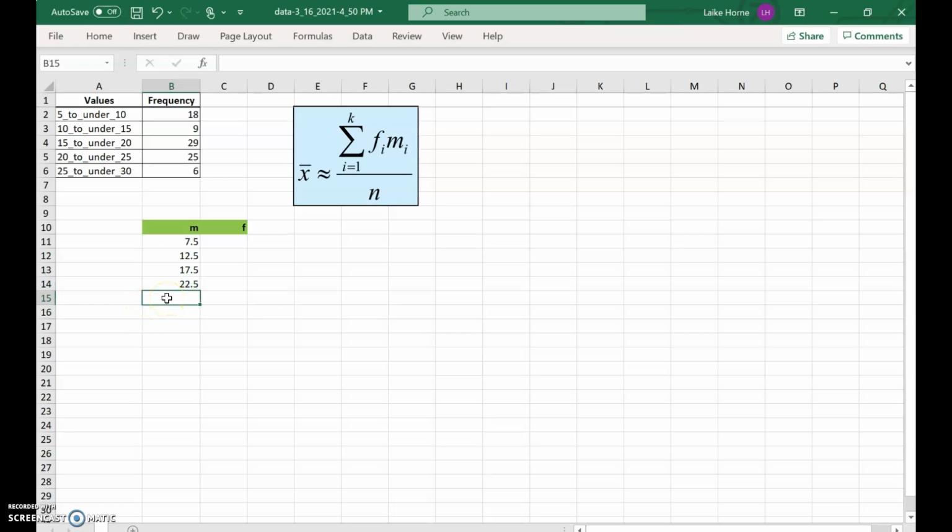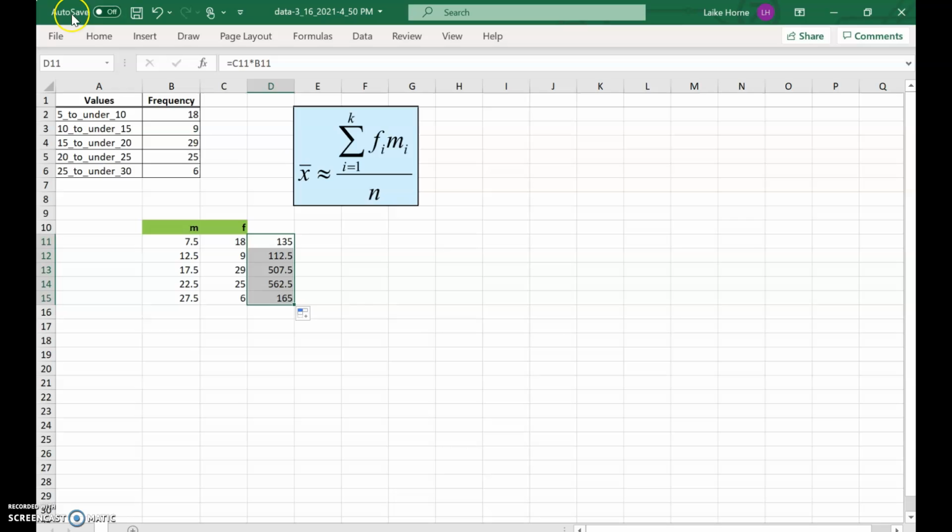And you can kind of see the pattern here. And then we're going to list the frequencies, and then we'll be ready to get the mean. 9, 29, 25, and 6. So what we're going to do is multiply the frequency times the midpoint, and copy that down.